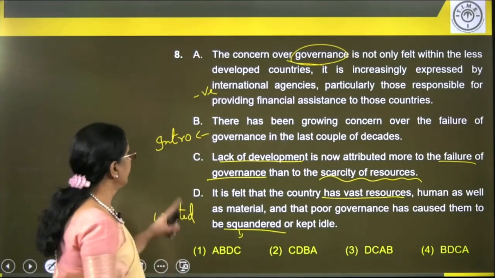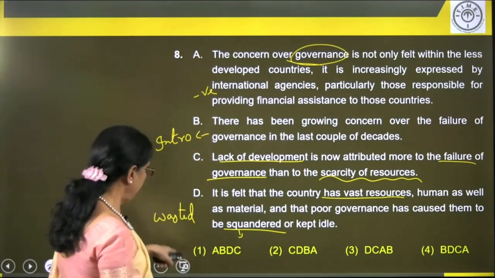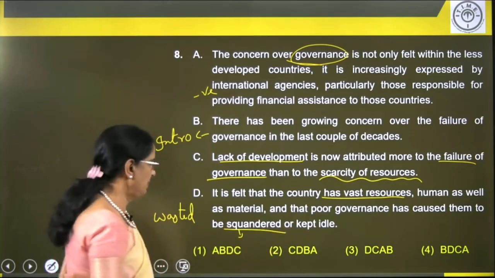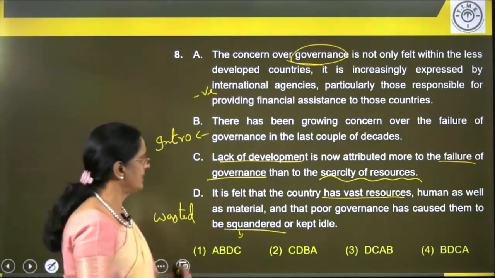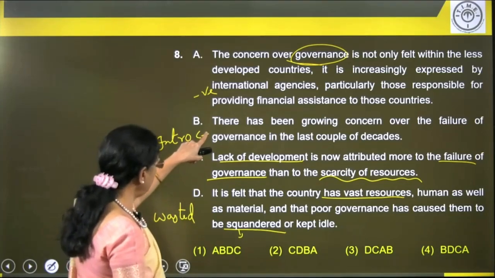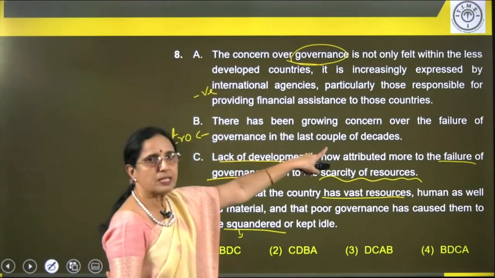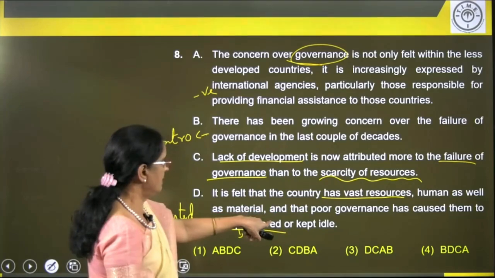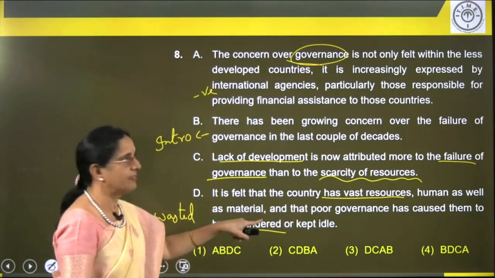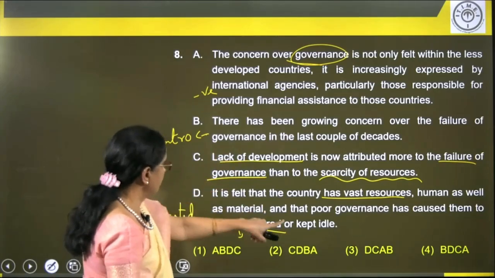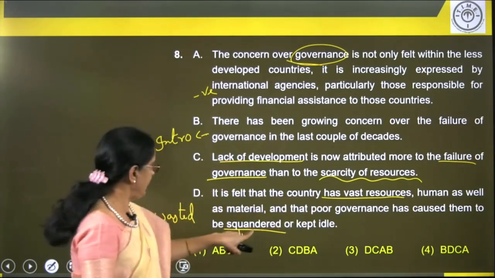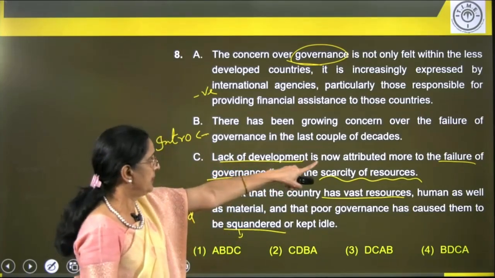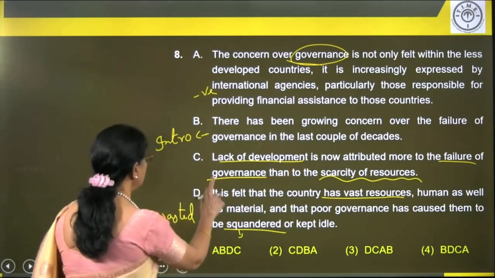Now, what do you say? B is the intro statement, there is no doubt. Where do you have B? You have only one choice that starts with B. Alright. So this is simple and straight. The choices are not made tight. But anyways, let us check. Okay, after B, failure of governance in the last couple of decades. It is felt that the country has vast resources, alright, and that poor governance has caused them to be squandered because of failure of governance. Resources are wasted. Alright, okay, and then lack of development is because of failure of government. Alright, so connection DC.